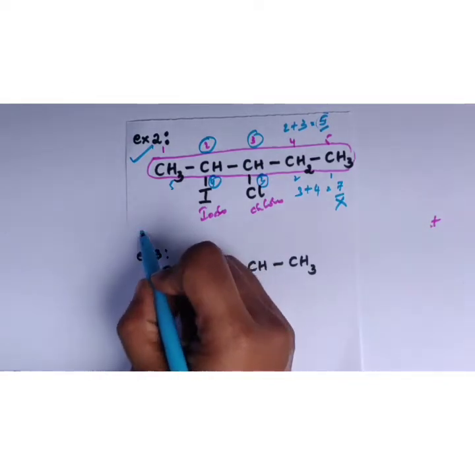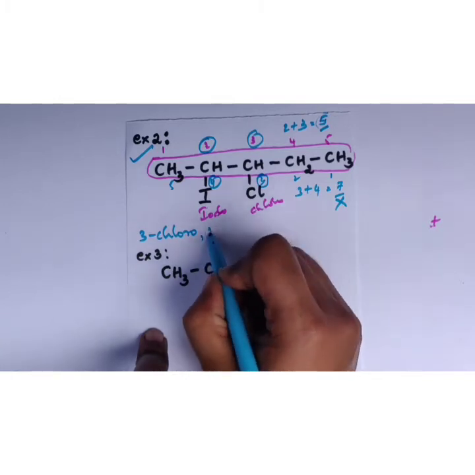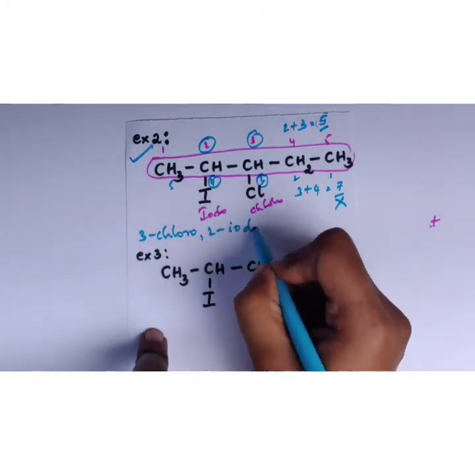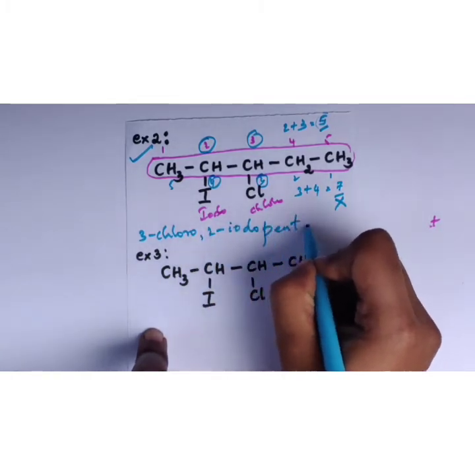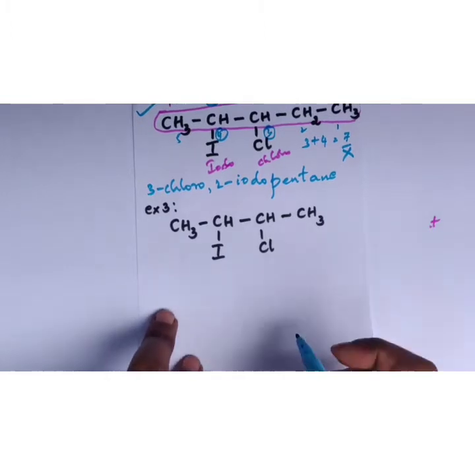That means it is 3-chloro and it is 2-iodo-pentane. It is 3-chloro, 2-iodo-pentane. Let's go to the next example.